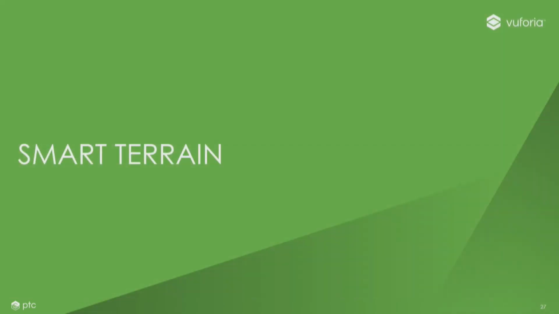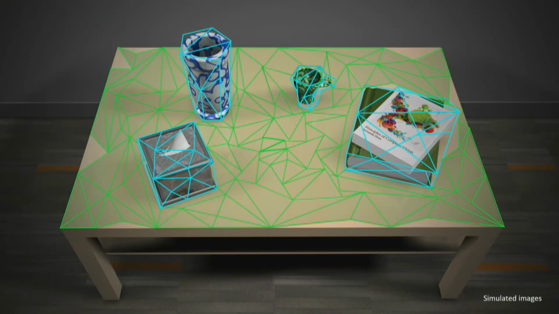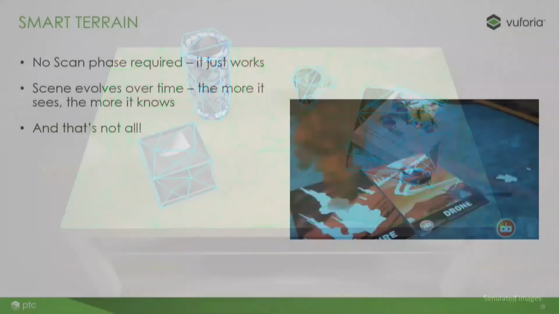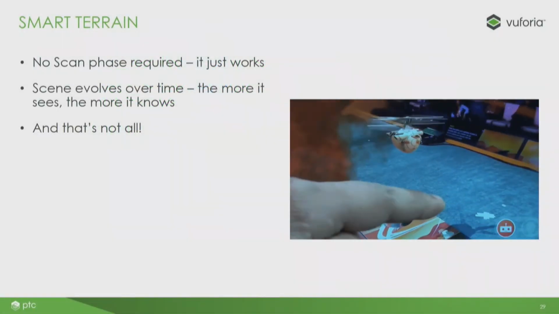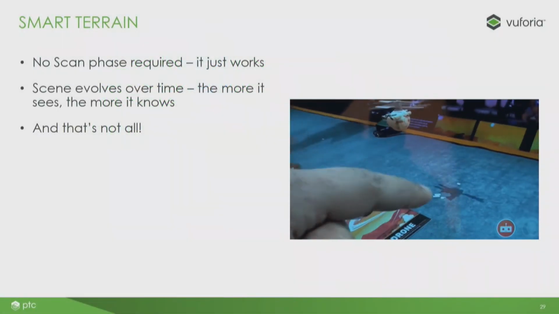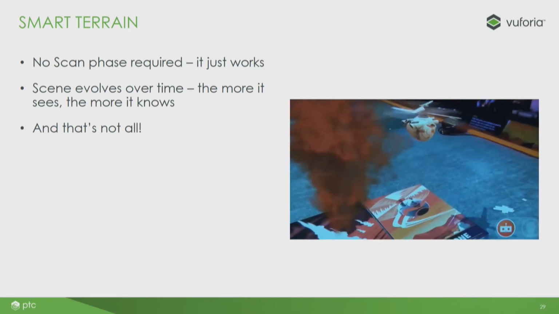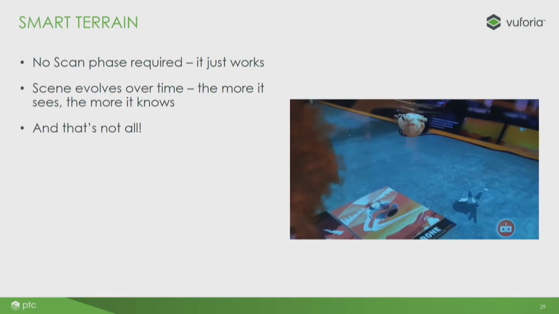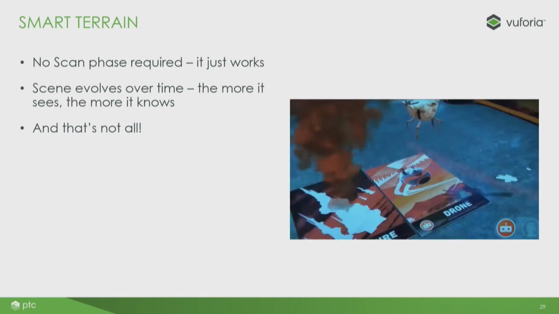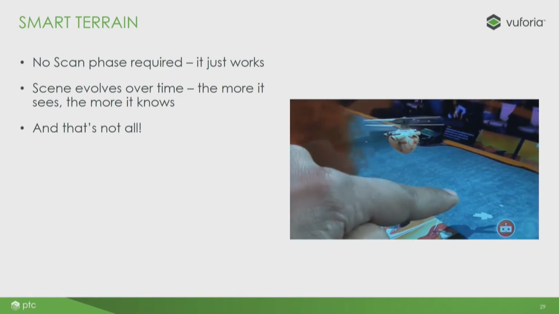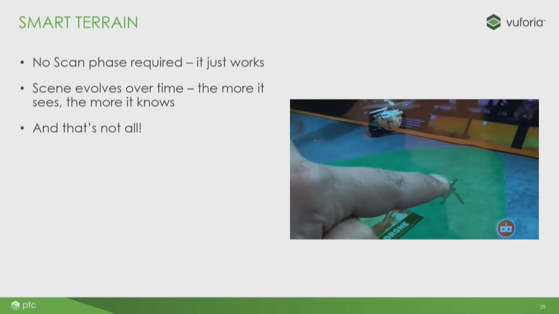Now, we are talking about designing for dynamic environments and objects, so we're going to talk a little bit more about smart terrain. So smart terrain is actually what we're calling advanced smart terrain. It's built on technology that Vuforia has been working on for a long time. Now, thanks to Tango that we're currently partnering with for advanced smart terrain, there's no scan phase required. You pick up your device and it immediately starts recognizing your environment and detecting what's around you.